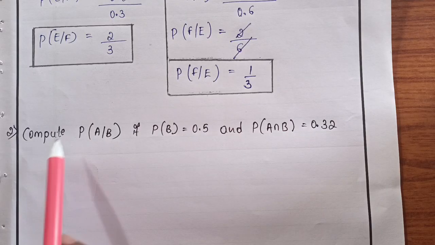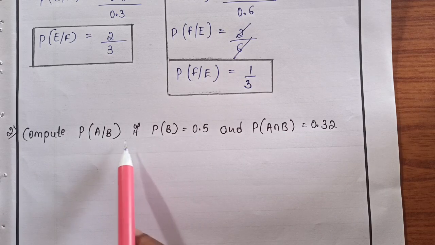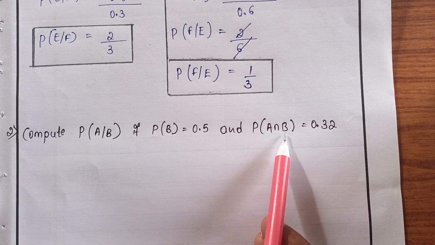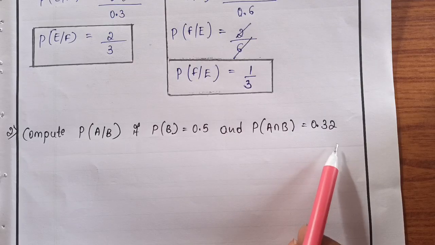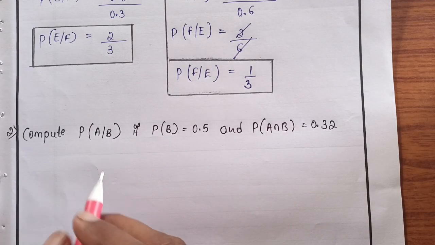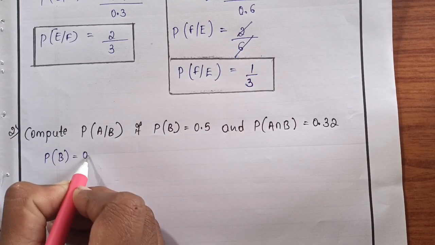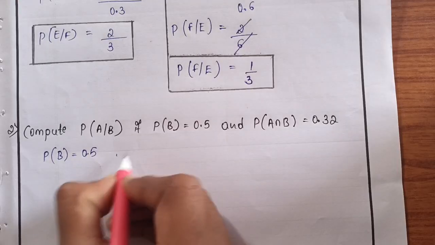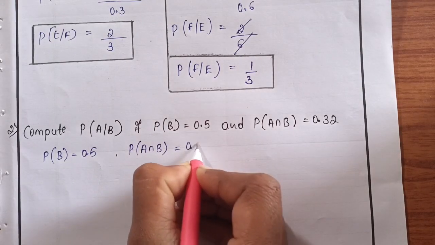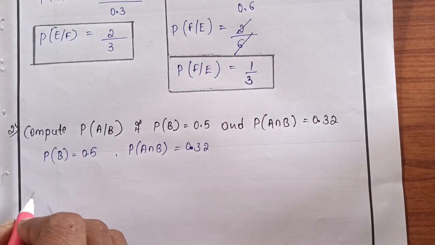Second question, compute the probability of event A by B if probability of B equal to 0.5 and the probability of A intersection B equal to 0.32. In this question we find out the probability of A by B. So what they are given? Probability of B equal to 0.5 and probability of A intersection B equal to 0.32. We find out the probability of A by B.